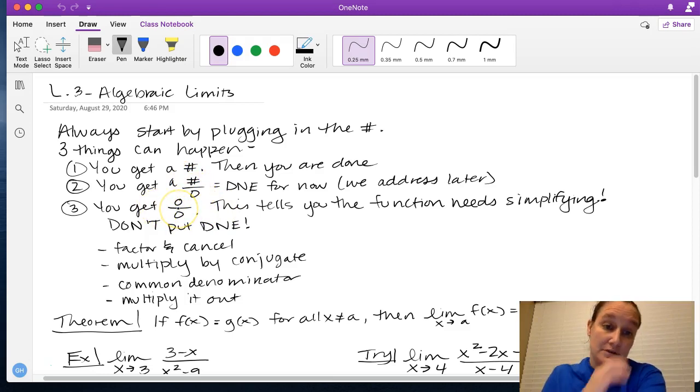If you get 0 over 0, that is not does not exist. Do not put does not exist. It tells you the function needs simplifying. So if you get 0 over 0, that is not a does not exist. That is a you need to simplify the function.